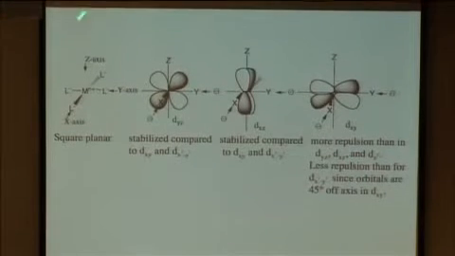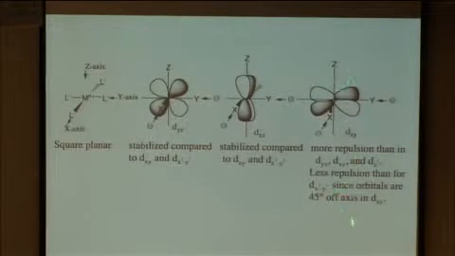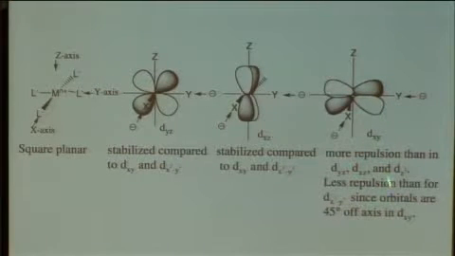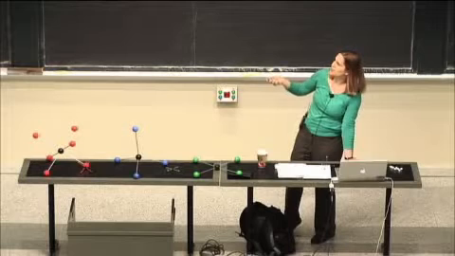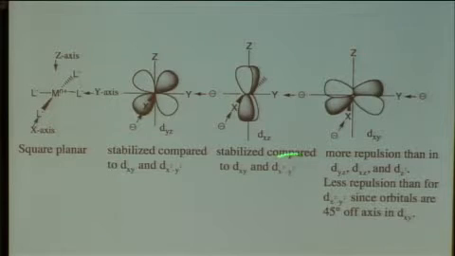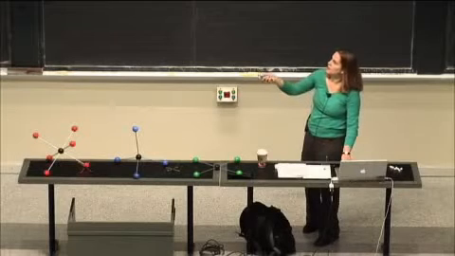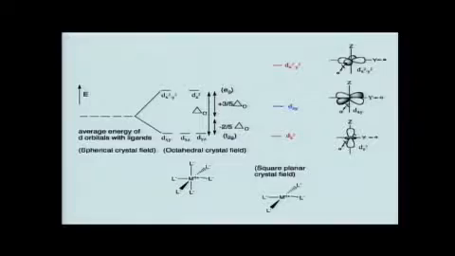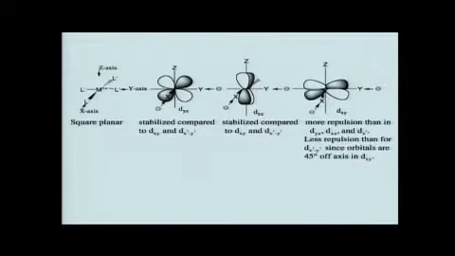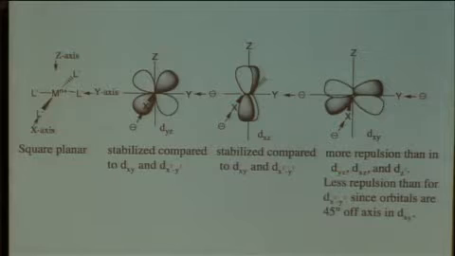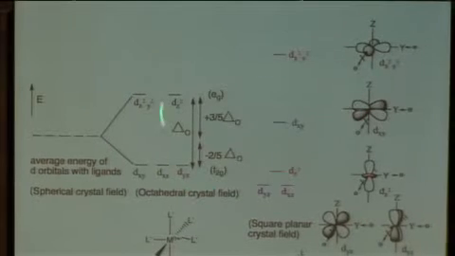So then we go back and look at these. You told me that dxy would probably be next, and that's a very good guess. You see, you have more repulsion than in the other two because the other orbitals have some z component in them. So you have less repulsion than dx squared minus y squared because it's 45 degrees off, but still that one is probably going to be up a little bit more in energy than the other set. These two here are stabilized compared to the others, so they're somewhere down here.